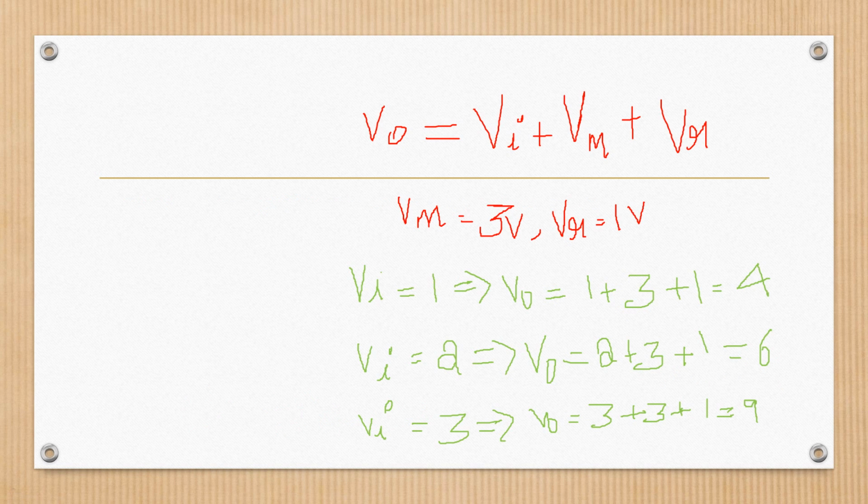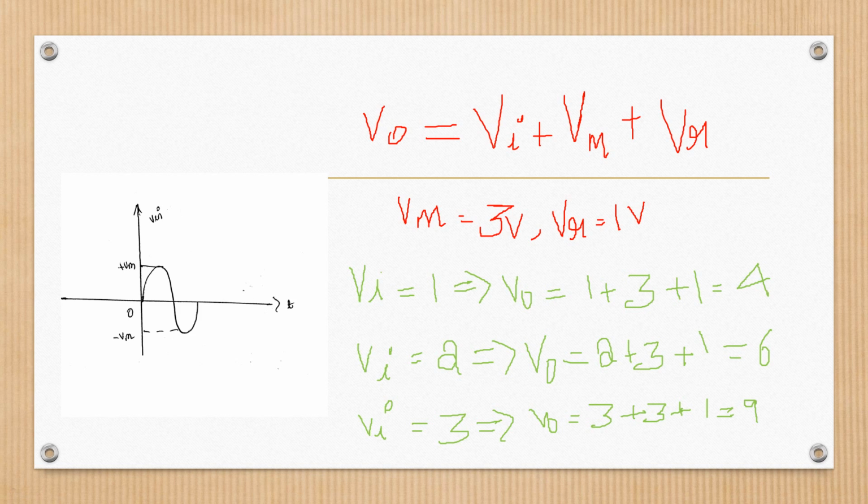As we already know from the previous slide, Vout is equal to Vin plus Vm plus Vr, where Vin is the input voltage, Vm is the maximum voltage and Vr is the reference voltage. Here I take Vm, the maximum voltage, as 3 volt and the reference voltage as 1 volt. So when I apply the input voltage 1 volt, the Vout will be 4 volt. When I apply input voltage 2 volt, the Vout will be 6 volt. When I apply the input voltage 3 volt, the Vout will be 9 volt.